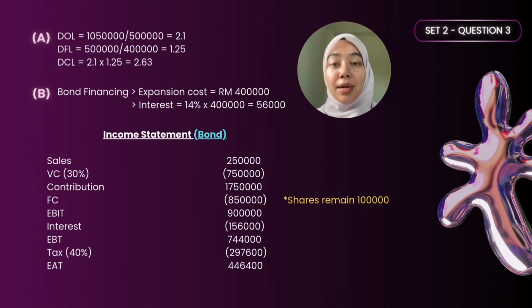As for the interest, we multiply 14% with the 400k, which results in 56k. So for the income statement for bond, the sales is 25k, the variable cost 30% is 750,000. The contribution is 175,000. The fixed cost is 850,000. EBIT is 900,000, interest is 156,000, EBT is 744,000, tax, which is 40%, is 297,600, and also the EAT is 446,400. So the shares remain 100,000.